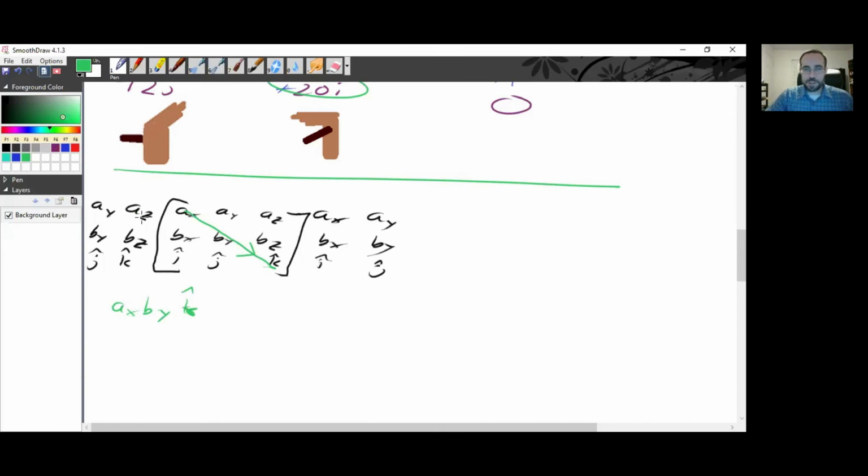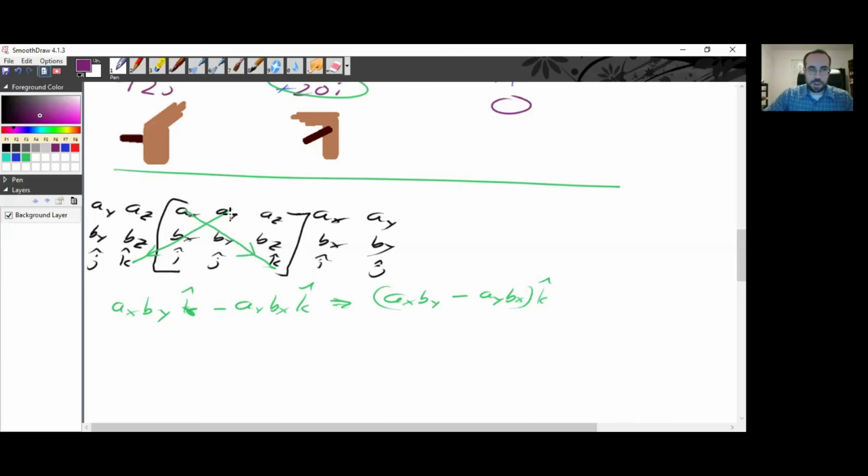But that's not the only combination that can get me a k. So I can also go this way. I can go from AY to BX, and I get a k hat as well, but I'm going backwards through my right-handed coordinate system. So I end up with AY BX k hat, and there's a negative sign there. So this is often just rewritten as AX BY minus AY BX k hat.